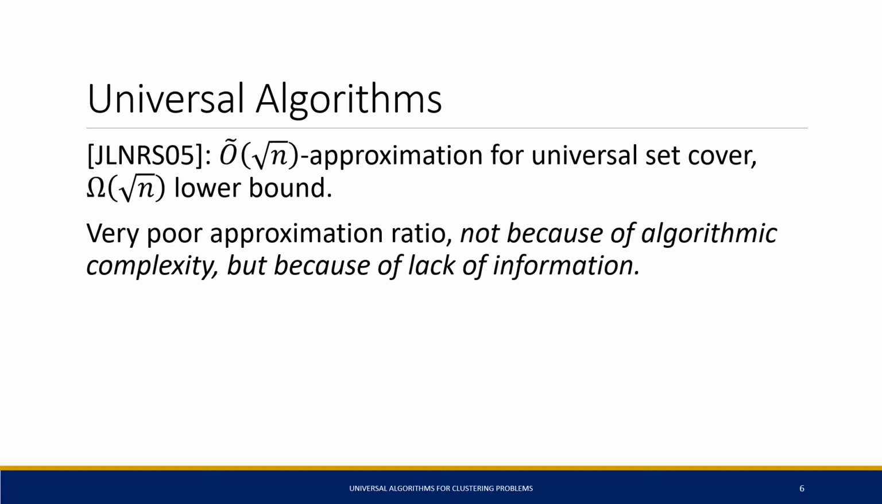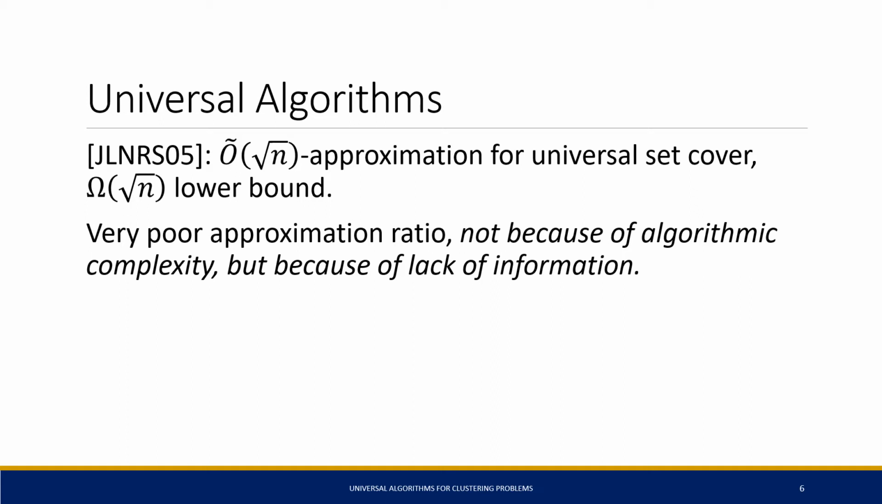As I was saying in the previous slide, if we could get some very good approximation for universal set cover, then this would be very robust and useful in practice. But it turns out that we understand the problem pretty well, and this isn't really possible. You can't really get good approximations. We know how to get a roughly square root n approximation for universal set cover, and we know this is also essentially the best possible.